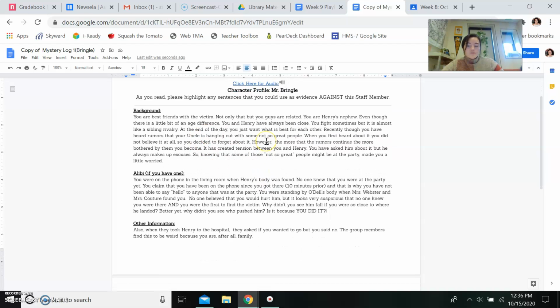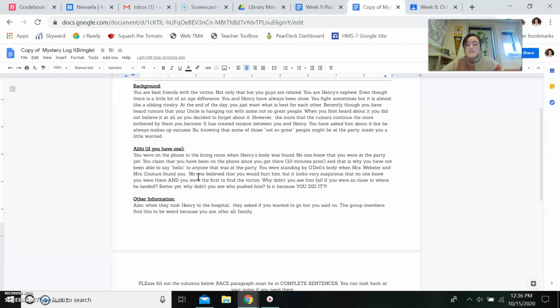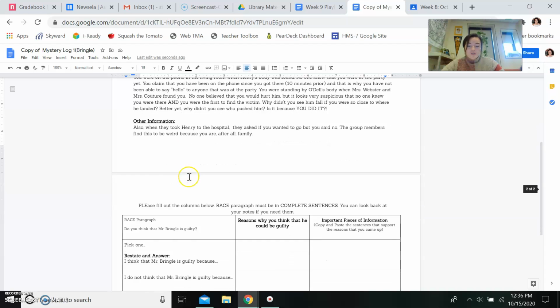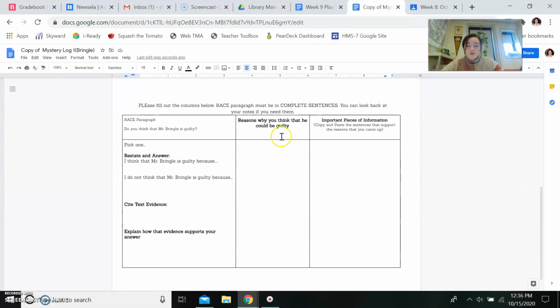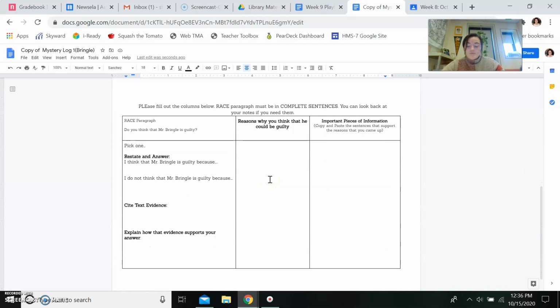You read the background information about this person, where they were at during the scene of the crime, right, or their alibi, and then other information that you need to know. And then down here, you have to pick one reason why you think Mr. Bringle could be the person who killed Mr. Henry. Okay, and so that's where, when you're highlighting things up here, you have to find things that would make him guilty, right? You have to restate an answer, I think or I do not think.